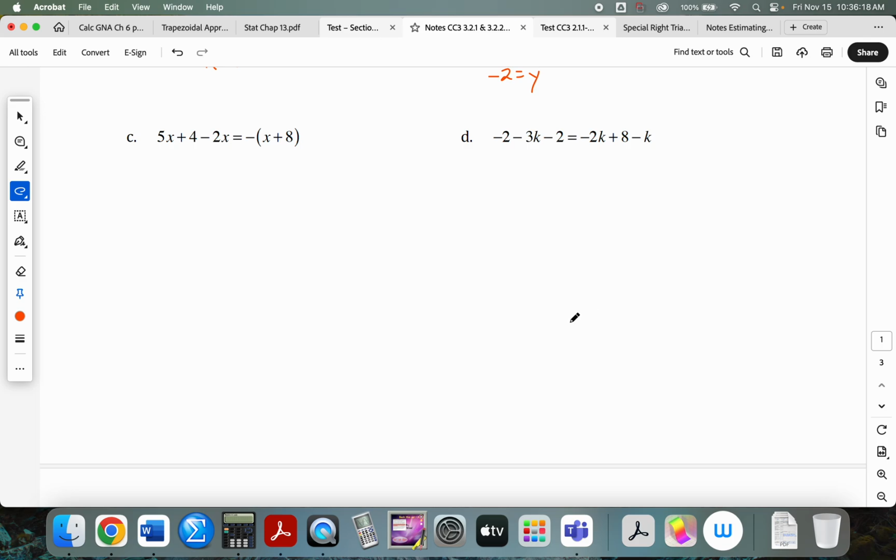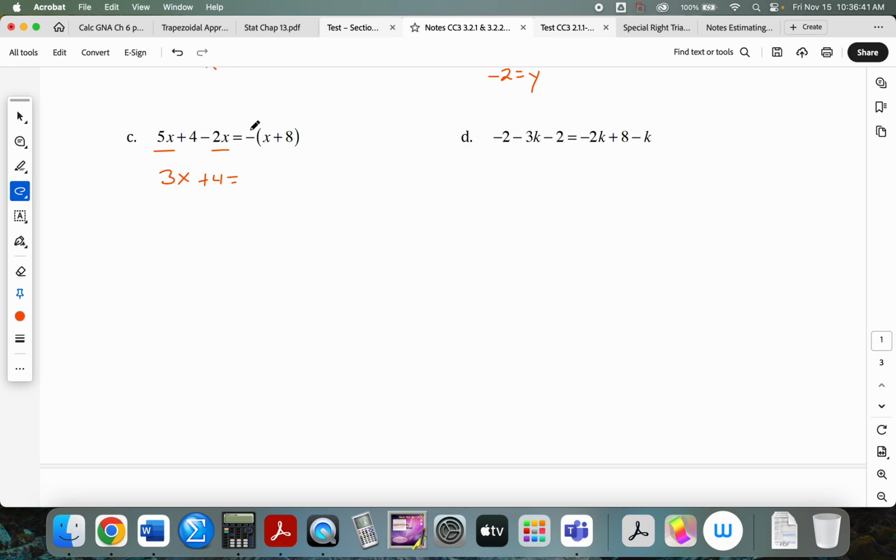Okay, remember a moment ago I said the first thing I always do is simplify, and then I start moving things around. So I'm going to simplify both sides of this equation. So here, I'll just group the like terms. 5x minus 2x is 3x. And I have a positive 4.